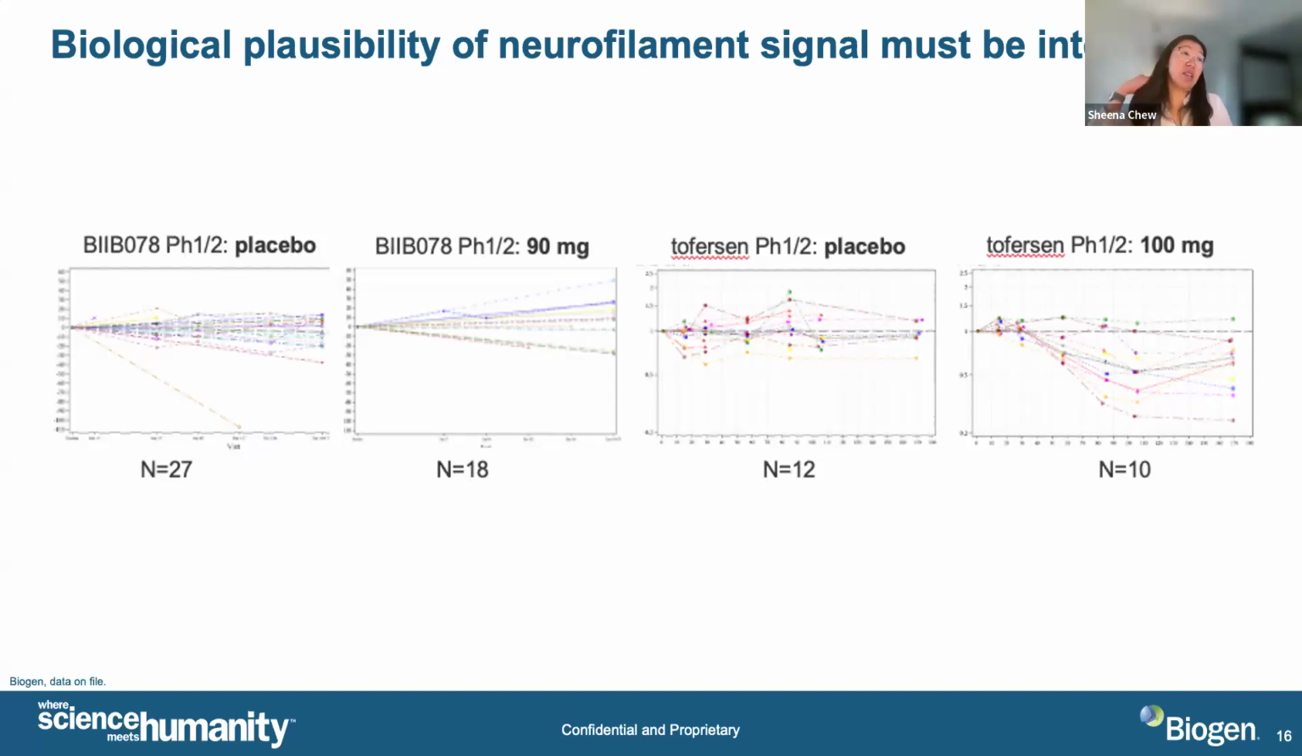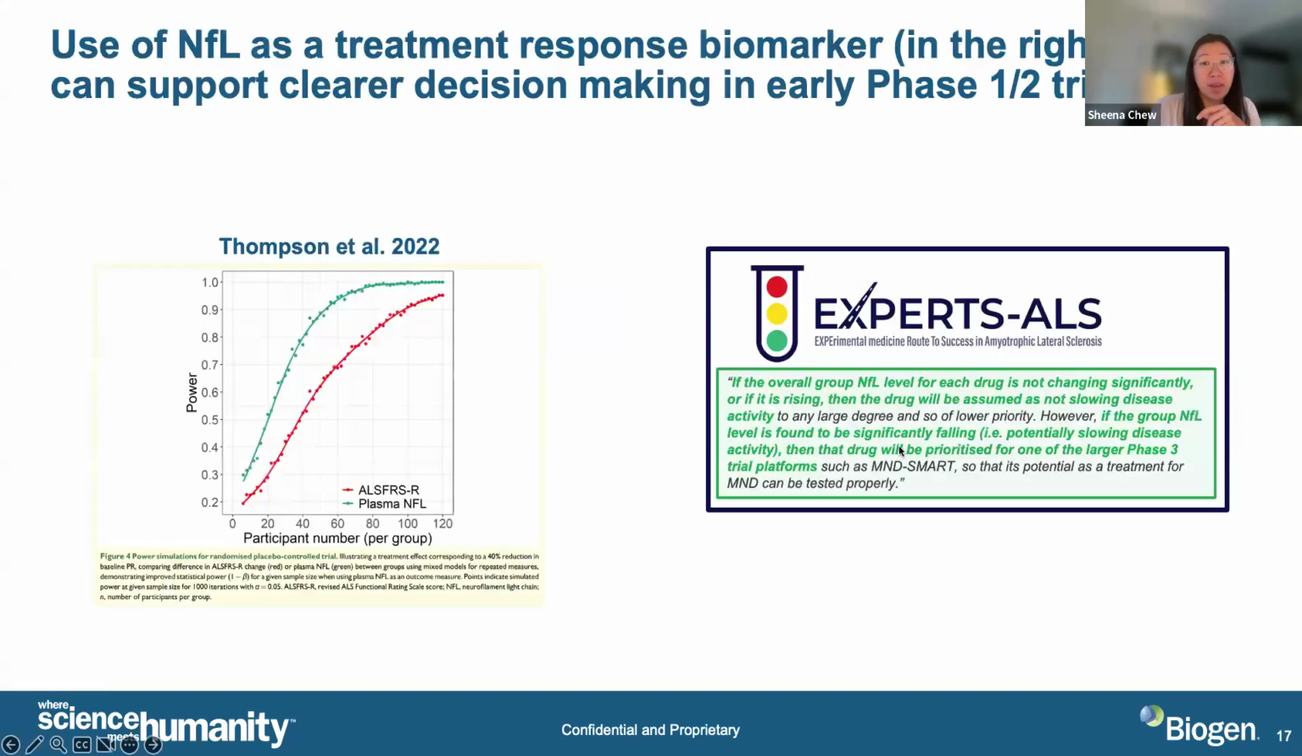But when we looked at the tofersen 100 milligram arm in the phase 1-2 study, you could see a consistent effect of the drug in individual participants that aligns with the pharmacokinetic and pharmacodynamic properties of the drug: how long it takes for the drug to knock down SOD1 protein, and then how long it takes after that for neurofilament to start going down. And then you also see a consistency in terms of the temporal course of change that gives you a clinical result that this is actually believable. So in addition to the statistical tests, we interrogate the individual data and make sure that there's biological plausibility of what we're seeing.